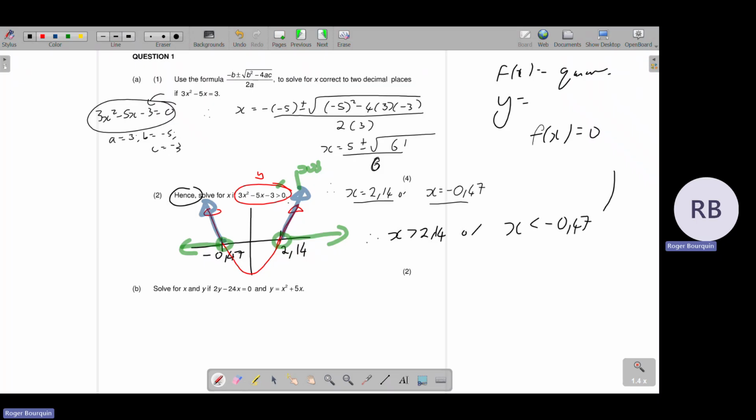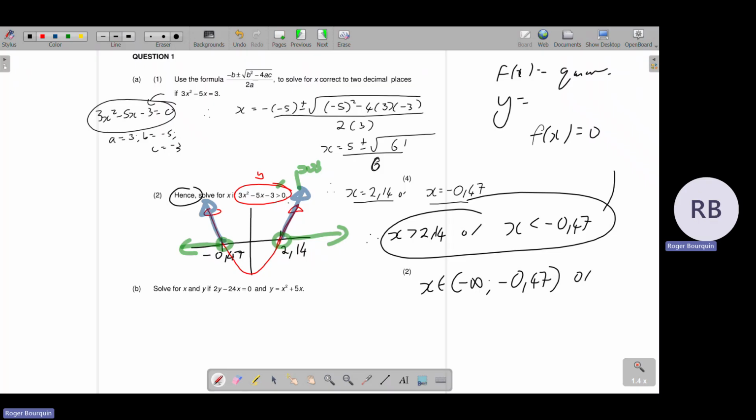How else could I write that? You could pick that language, or you could pick interval notation. Did anyone do interval notation? Okay, Taylor, how would I write that region? Good, well done. So you pick one language or the other language. Those are the x coordinates where this graph is positive, right?